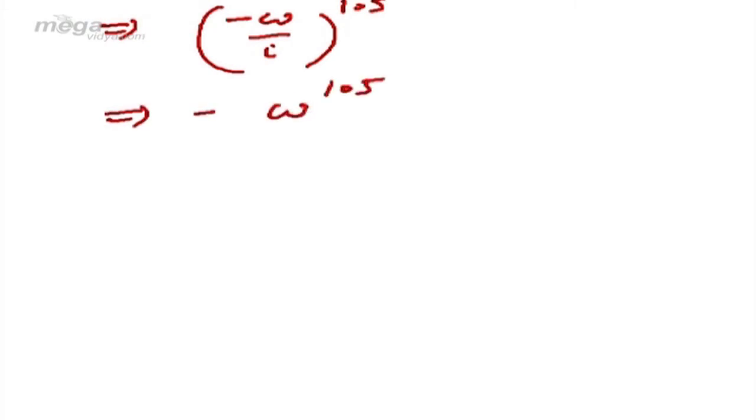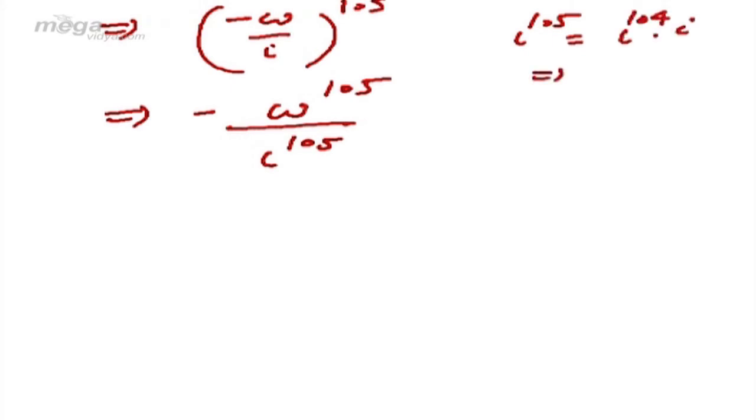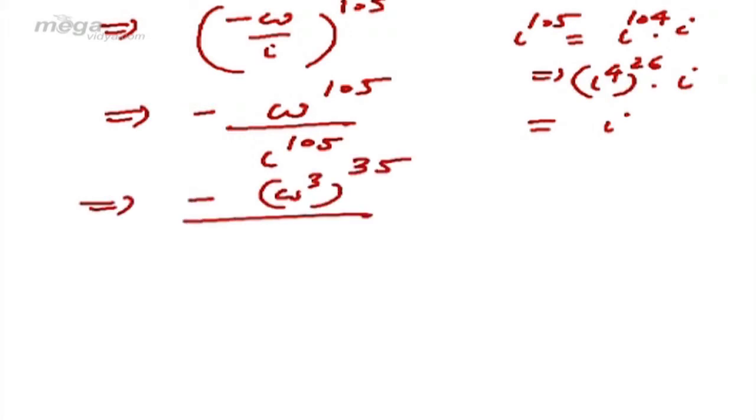This will become (minus omega by i) whole to the power 105. You can write it like this, minus omega^105 divided by i^105. i^105 can be written as i^104 into i, which can again be written as (i^4)^26 into i, so this will become i. So minus (omega^3)^35 divided by i. So this will become minus 1 by i. This is equal to i.